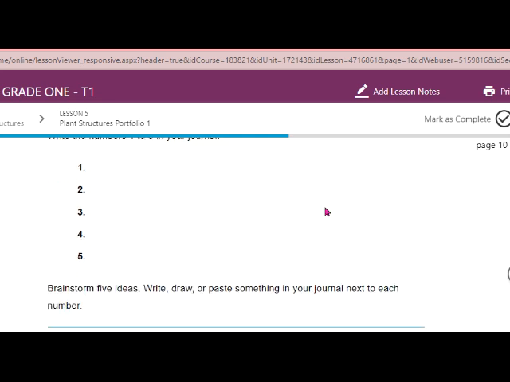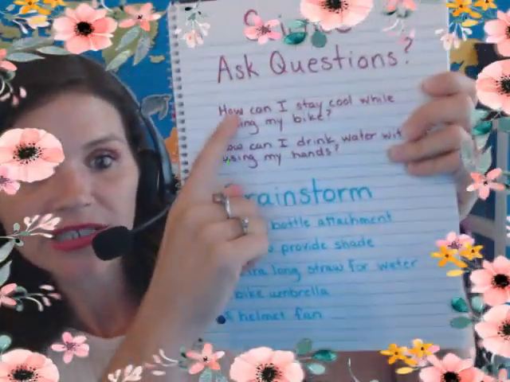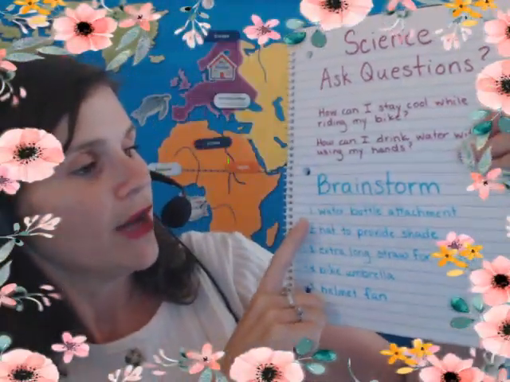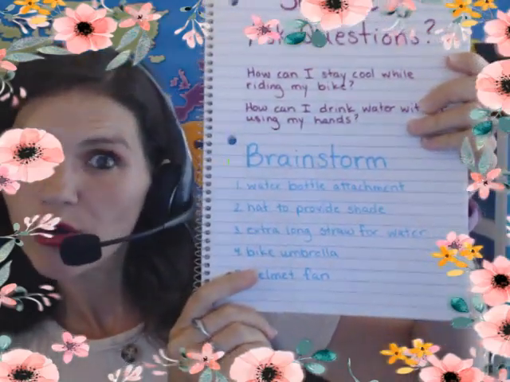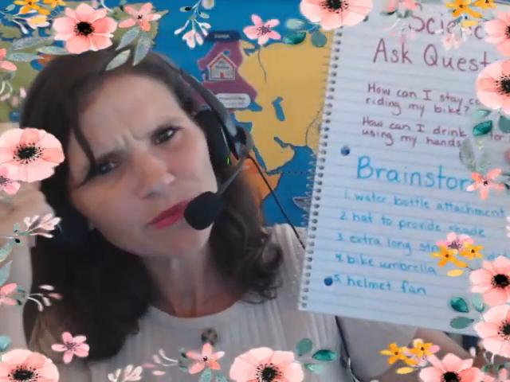With those numbers, you're going to brainstorm 5 ideas. You can write, draw, or glue something in your journal next to each number. So here's what I've got in my science journal. Here's my brainstorming section. It's under my Ask Questions. Number 1, I said water bottle attachment. That's not a complete sentence, right? But it's just an idea. I'm just brainstorming. I think a water bottle attachment might help me with my problem.